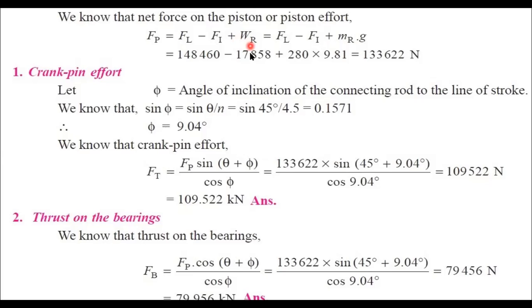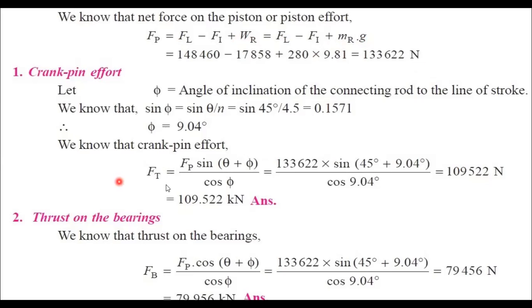You know the value of WR, which is nothing but the weight of the reciprocating part; the mass of the reciprocating part you know, just multiply with gravity. FL you know, FI you know, all the values you will know. Just substitute all the values and get the piston effort value. So you would have calculated the piston effort value. The first thing they will be asking is the crank pin effort.